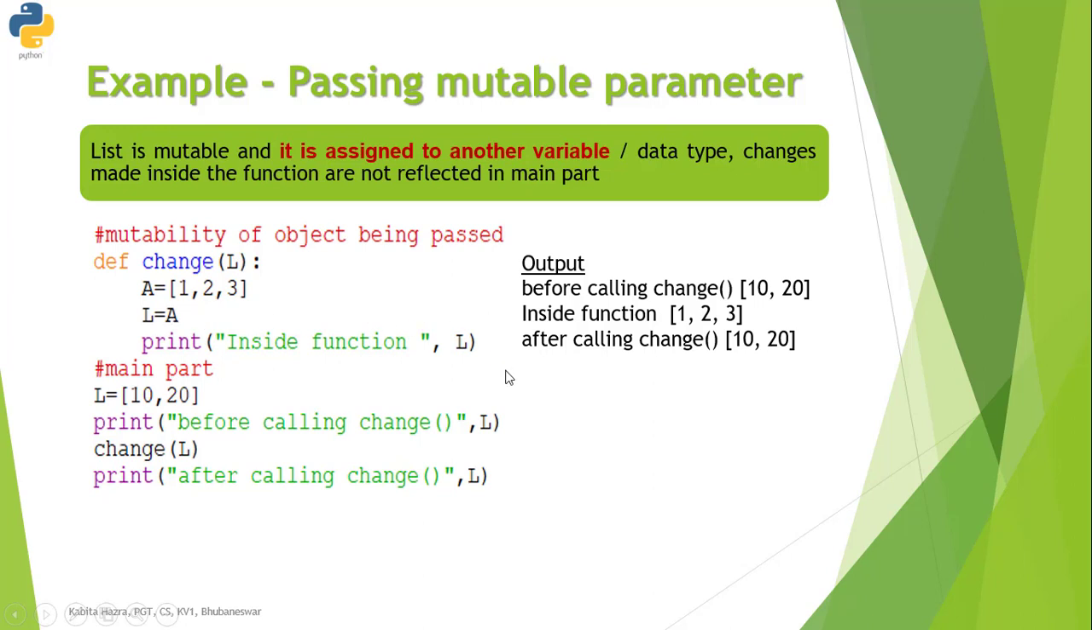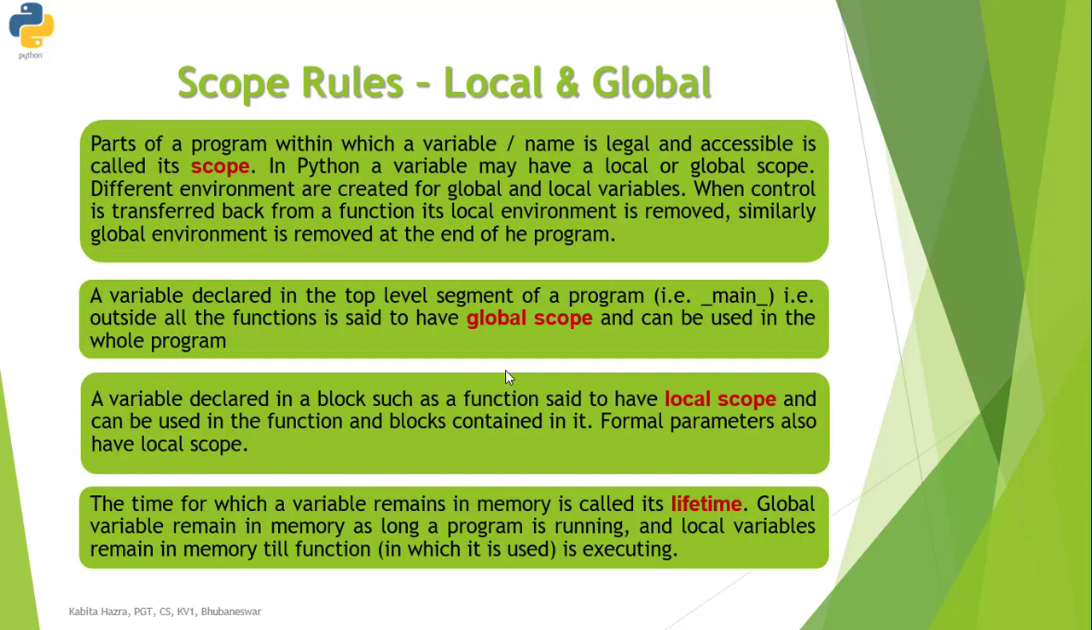So we have to remember that if we do not want any changes to be reflected in the caller, then we will pass immutable parameters. Whereas if we want the changes, then we have to pass mutable parameters. So that's all for today. In the next class we will study scope rules.